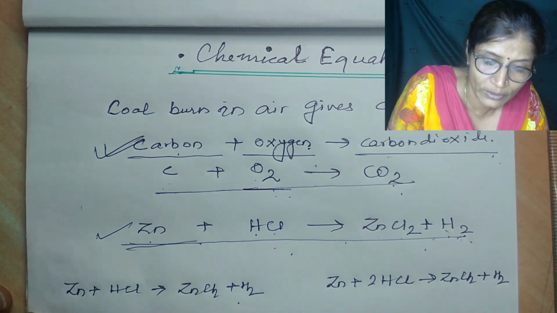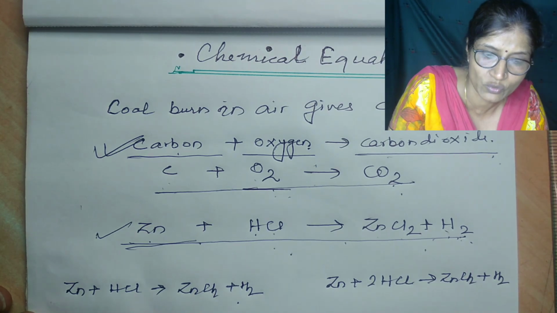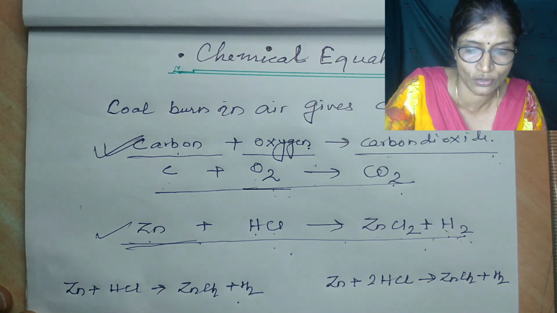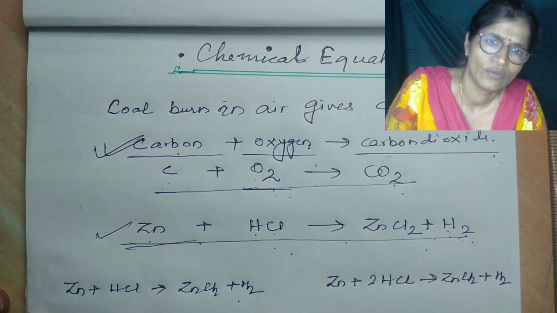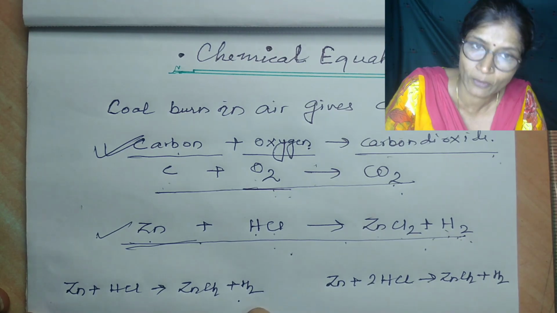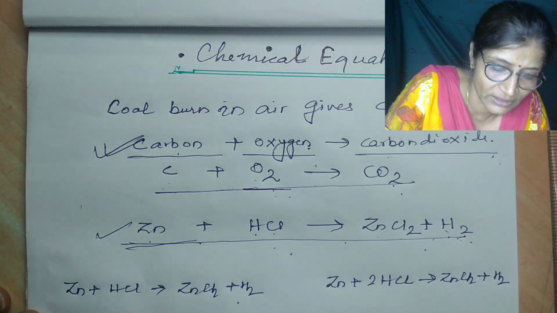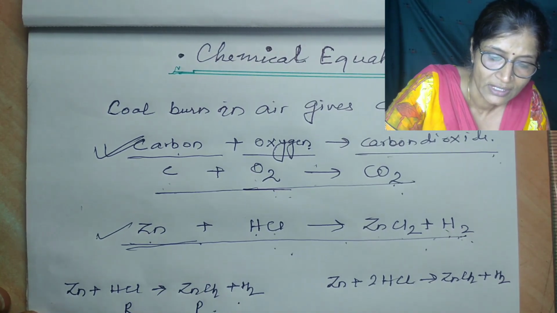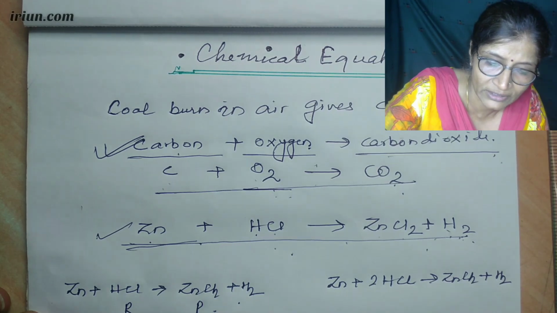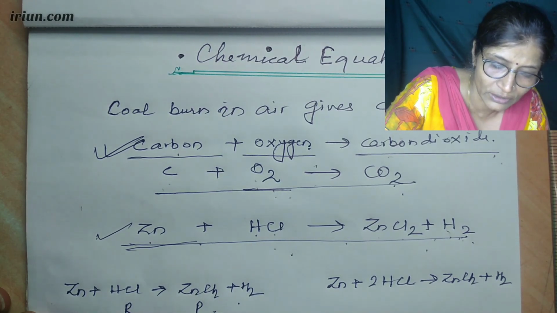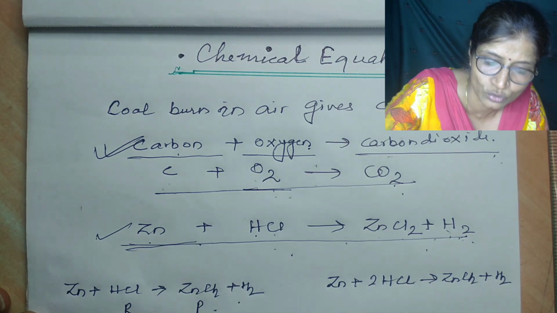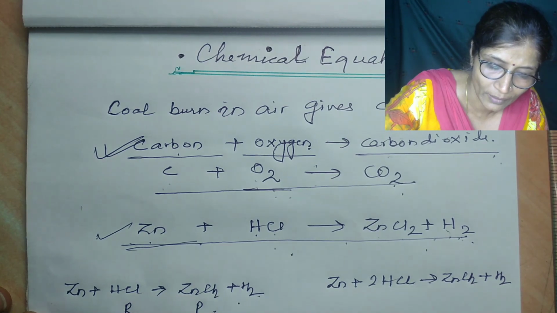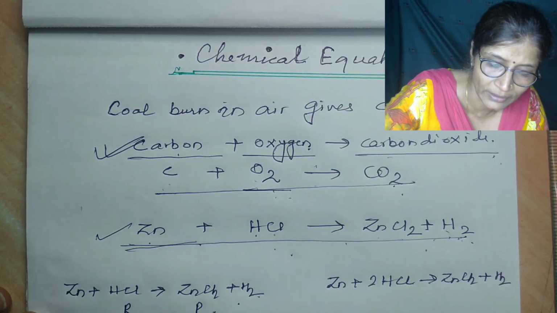Unbalanced equation means you will observe that the total number of atoms participating in the reaction on the reactant side is not equal to the total number of atoms produced on the product side. So see here, zinc, how many atoms are there on the reactant side? 1. And on the product side also 1. But hydrogen, how many atoms? 1 atom, and on this side 2 atoms. Chlorine, this side 1 and this side 2.